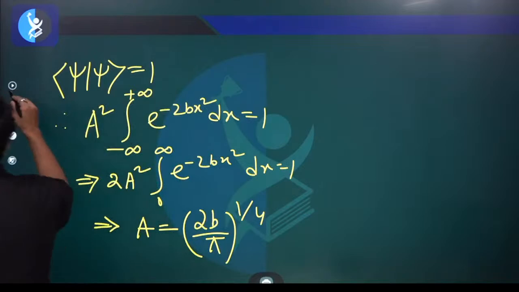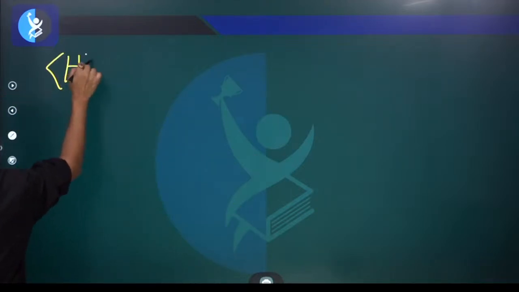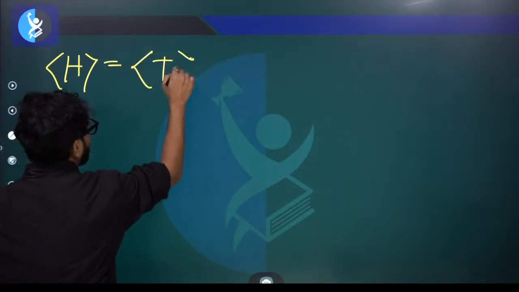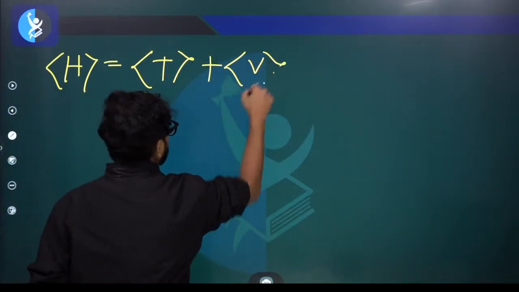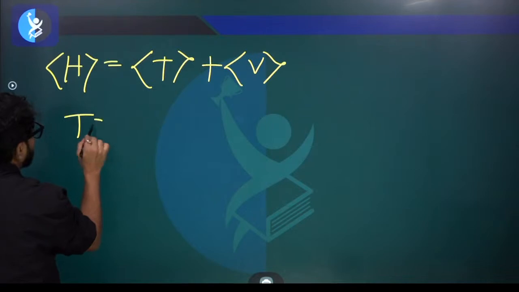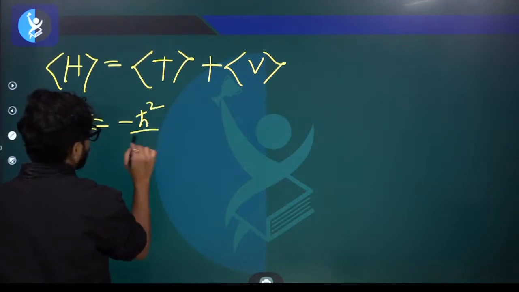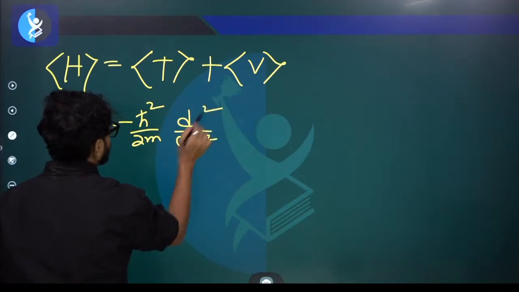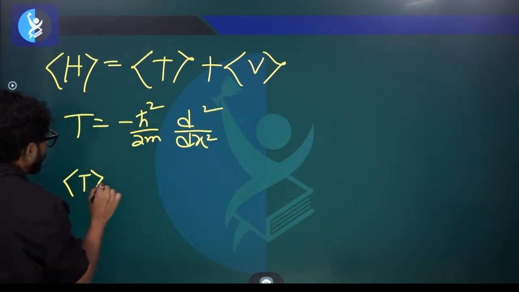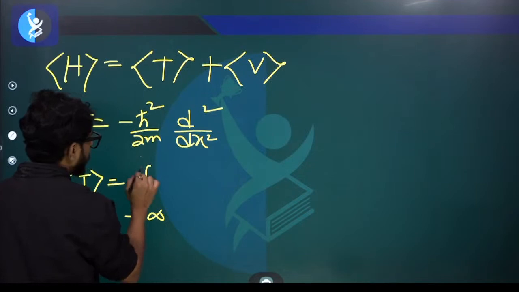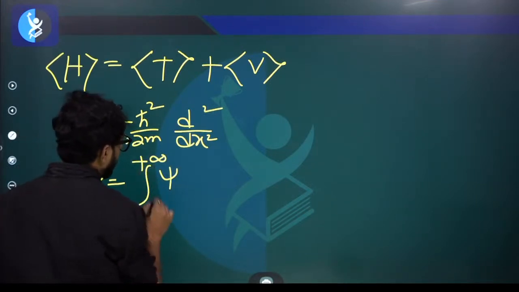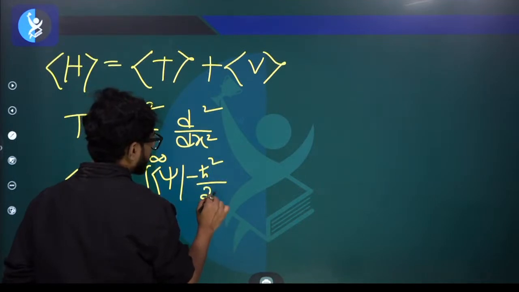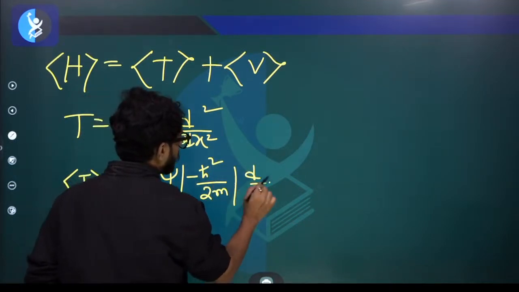Then you will find out the expectation value of the Hamiltonian. The expectation value of the Hamiltonian equals the expectation value of kinetic energy plus the expectation value of potential energy. Now we know that kinetic energy is equal to negative h cut squared by 2m times d2 by dx2. So the expectation value of T equals the integration from minus infinity to plus infinity of psi, negative h cut squared by 2m, d2 by dx2.